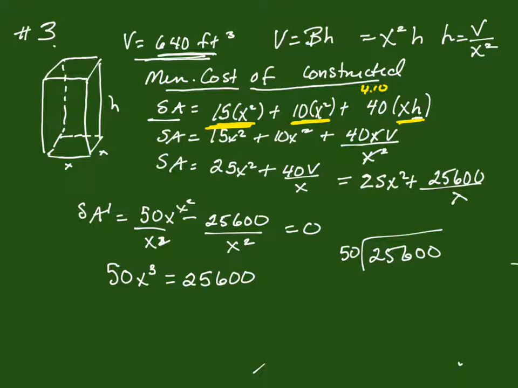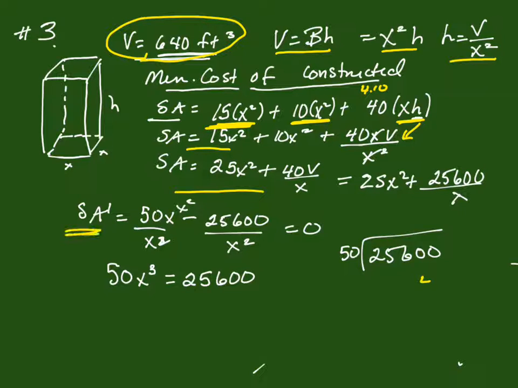Well, we can't have 2 variables, so we go back up to what they gave us, volume. And we know volume is the area of the base times the height, which is X squared times H, the way I've drawn it. So H is V over X squared. So I can rewrite that using H as V over X squared and simplify it to 25X squared plus 25,600, okay, over X.